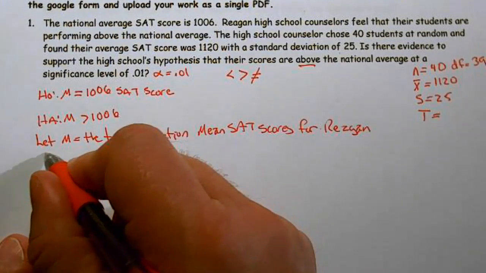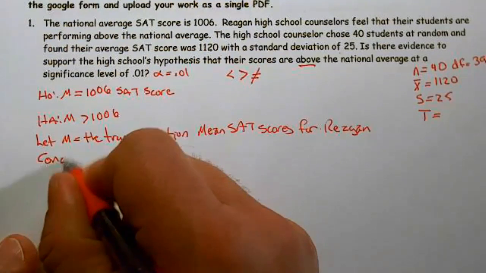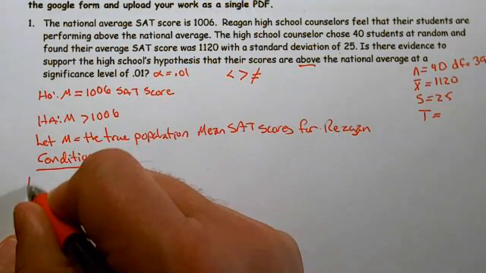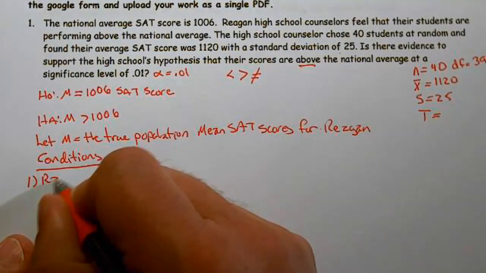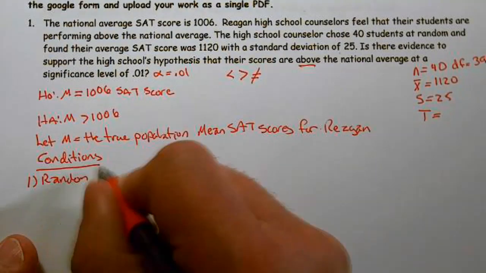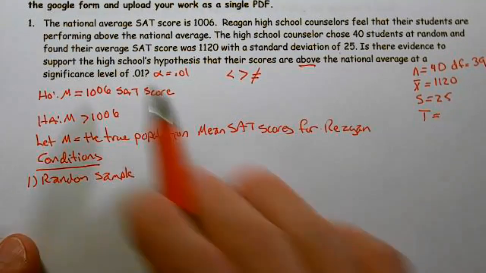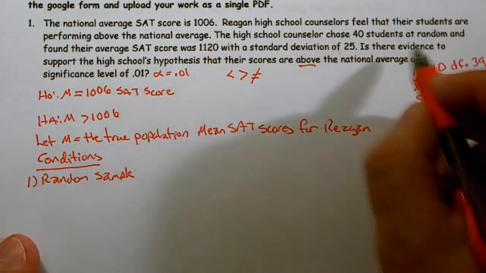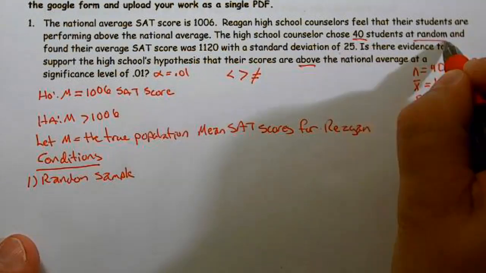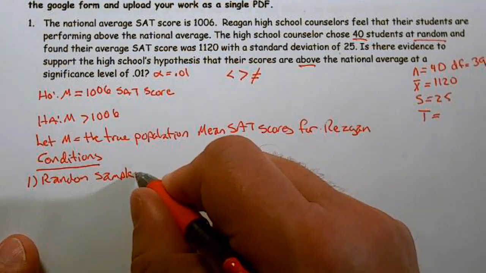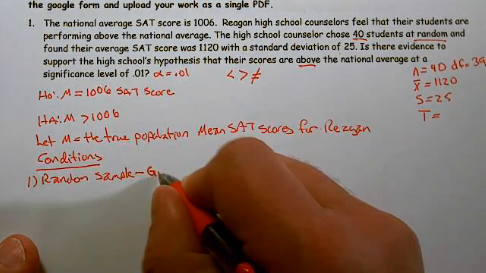So then we have our conditions. The first condition is it needs to be a random sample. And it turns out that they say they chose 40 students at random. So we're assuming they did it correctly, and they said that it's a random sample, so we're just going to be able to say it's given.